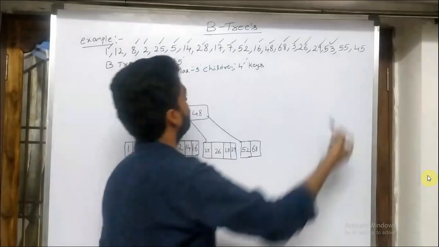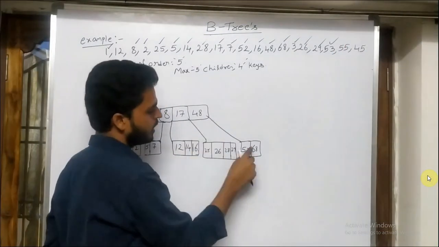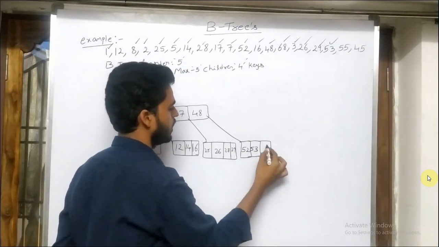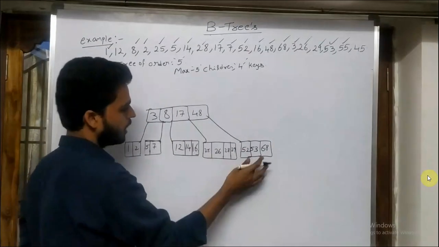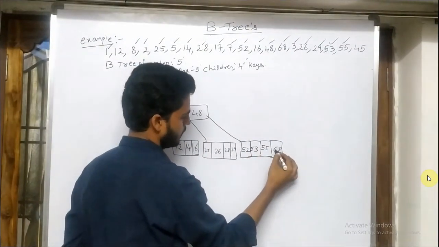Next I got 53. 53 will be inserted greater than 48, right? So greater than 52. So here I will get 53, and here 68. Next I got 55. 55 is greater than 48. So I will get 55, 68.